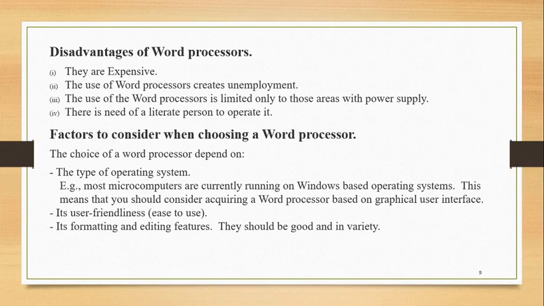If you are sent to the market to buy a word processor, remember you have looked at various examples of word processors. And therefore, if you are asked to look at factors to consider, number one, you must select the type of operating system you are using. For example, most microcomputers are currently running on a Windows-based operating system. This means that you should consider acquiring a word processor based on a graphical user interface.